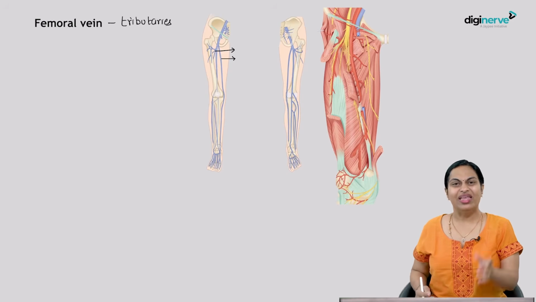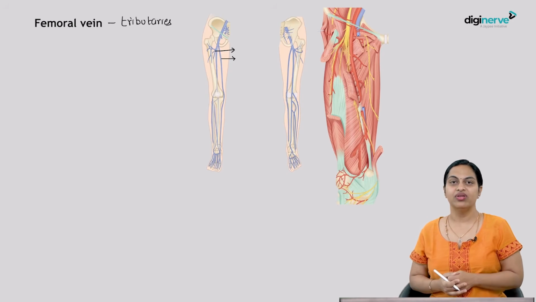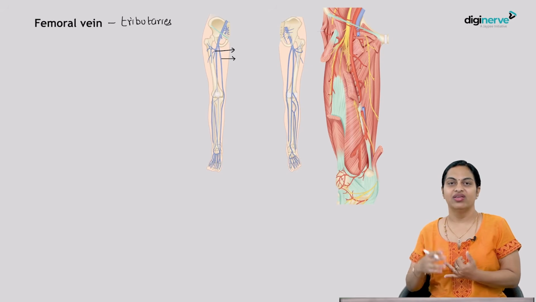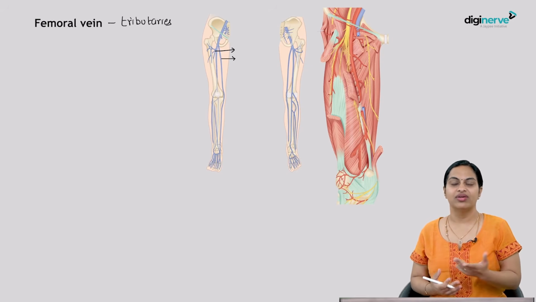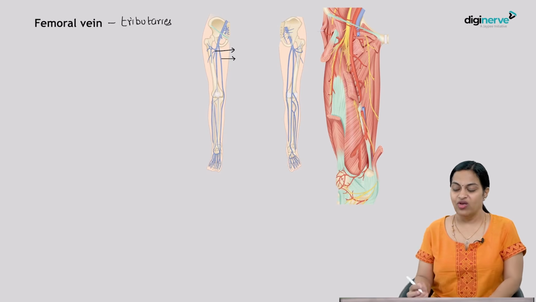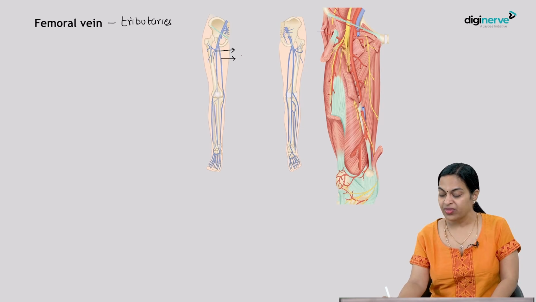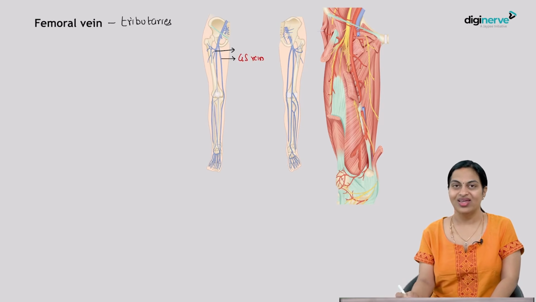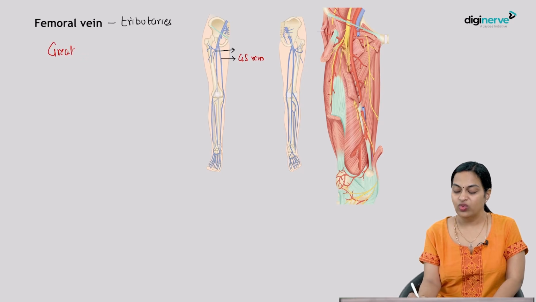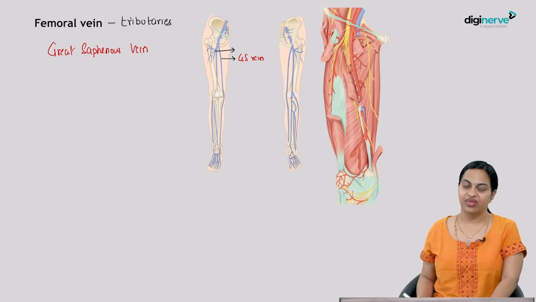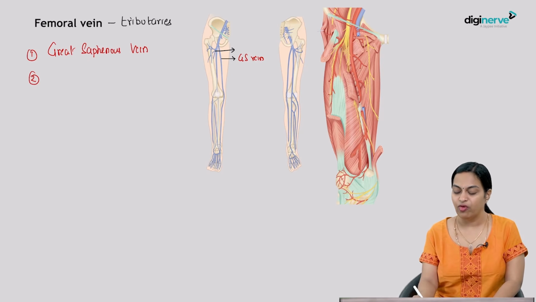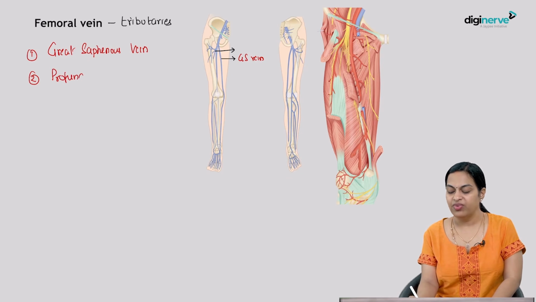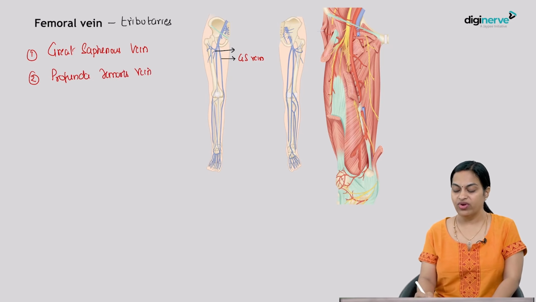Any vein, if they tie the vein in the spotter, the question will be: identify, give its extent or formation, termination, and then tributaries, isn't it? So what are the tributaries of this femoral vein? The longest vein in the body, the great saphenous vein, through the saphenous opening, enters the femoral vein. Apart from that, I told you the largest branch of the femoral artery is the profunda femoris artery. So the accompanying vein, the profunda femoris vein, opens into the femoral vein.